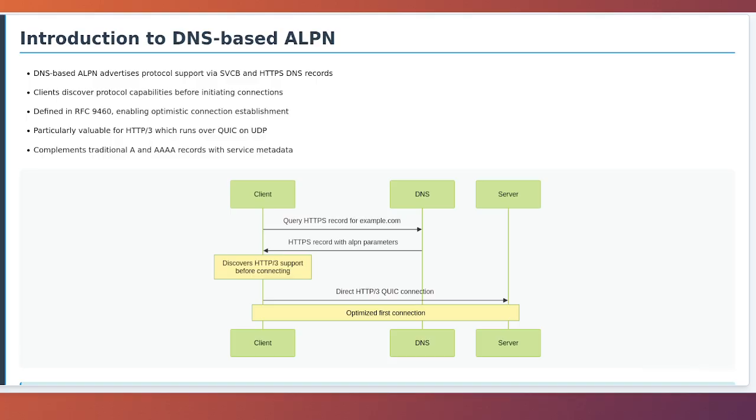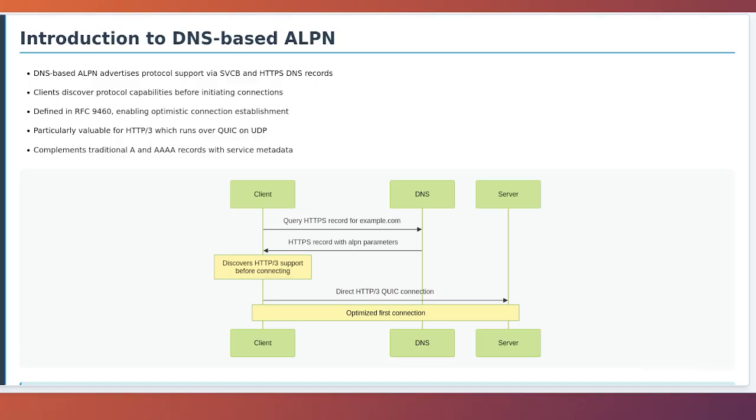With DNS-based ALPN, a client can query DNS and learn that a particular service supports HTTP/3, HTTP/2, or other protocols, along with additional connection parameters like port numbers, IP addresses, and ECH configurations. This approach is defined in RFC 9460, which was published in November 2023, making it a relatively recent addition to the DNS ecosystem. The SVCB and HTTPS records don't replace traditional A and AAAA records. Instead, they complement them by providing additional service metadata.